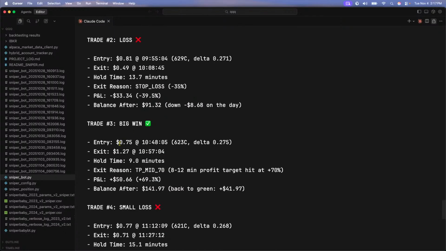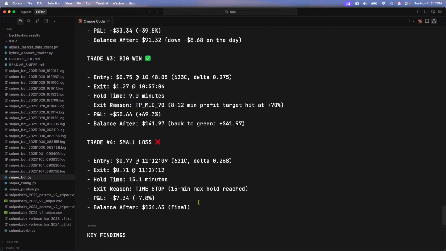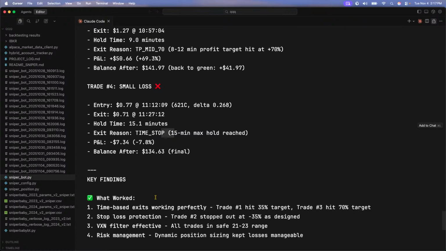Trade three. This one was a real proud one. I was glad about this one because I watched this one live and it went from $75 to $127 in 9 minutes. We made $50. So it was 141, back in the green. This one is the one that could have been a winner because it peaked at like 10, 14%, right? But it hit max hold time and then it got out a loser.